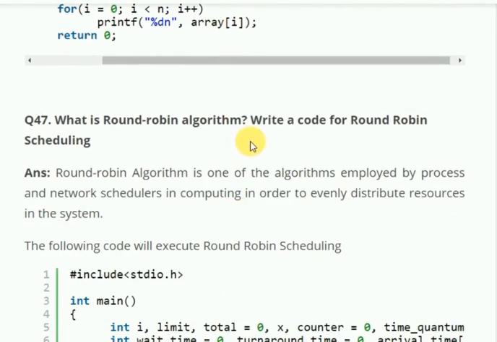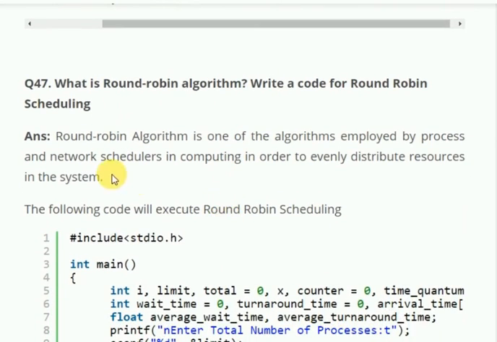What is the round robin algorithm? Write a code for round robin. Round robin algorithm is one of the algorithms employed by process and network schedulers in computing in order to evenly distribute resources in the system. Round robin algorithm is a CPU scheduling algorithm. Here each process is given an equal number of resources, evenly distributed.